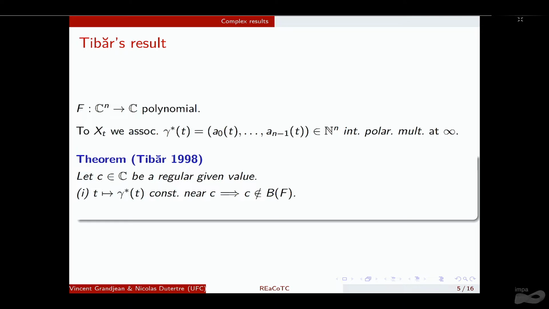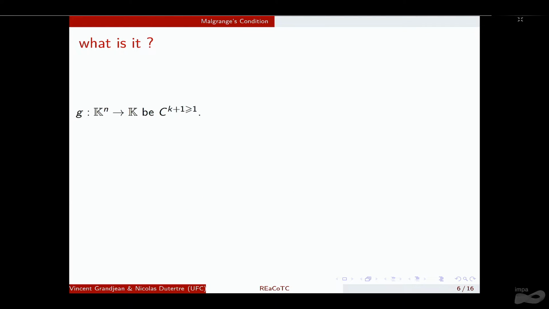So Tibăr proved that if the sequence of numbers, which depends on the level above, is locally constant at c, then the value is typical. He proves something more interesting, that actually the local constancy at c of this family of numbers is equivalent to having, again, this Lagrange condition satisfied at the value. So now I think we should be ready to speak about what the Lagrange condition is.